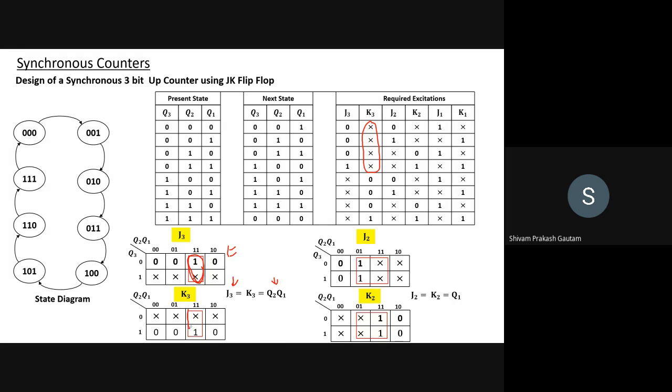Again, you have to map for K3. Now when you map, when you do the combination, K3 will also come out to be Q2 and Q1. It is not necessary that J3 and K3 will have to be the same, right? But for this condition, it is coming to be the same. This J3 and K3 is clear? Yes, sir. Okay.